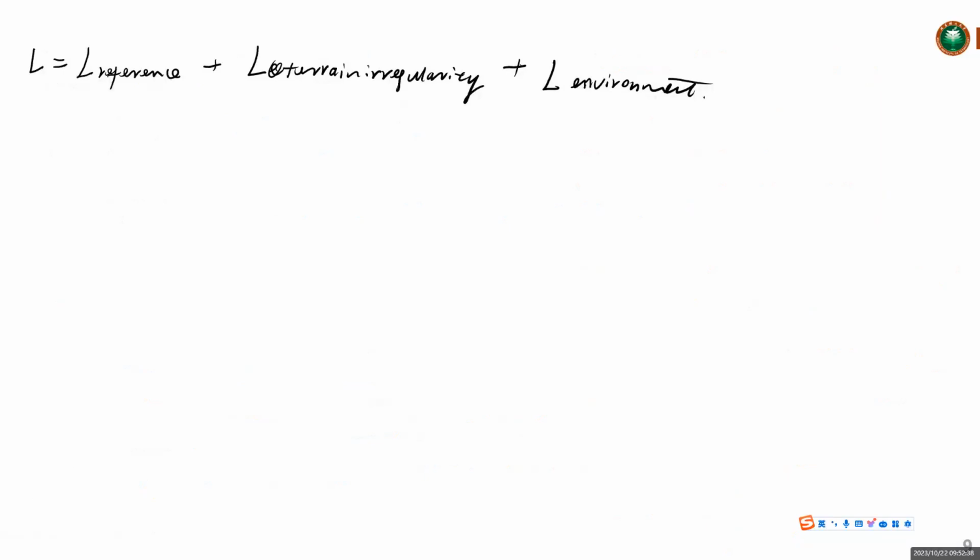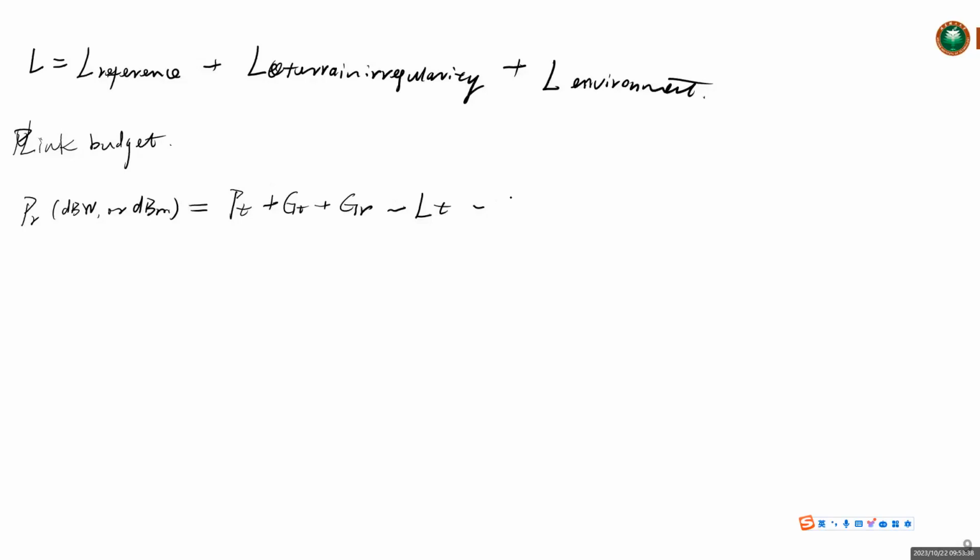So if we wanted to conduct the link budget, as we previously demonstrated, it can be expressed as the received power, in dB, equals the transmitted power, where the capital case represents the logarithmic unit, plus the gain of the transmitter side, plus the gain on the receiver side, minus the transmission losses at the transmitter side, the loss at the receiver side, and the loss in the path.